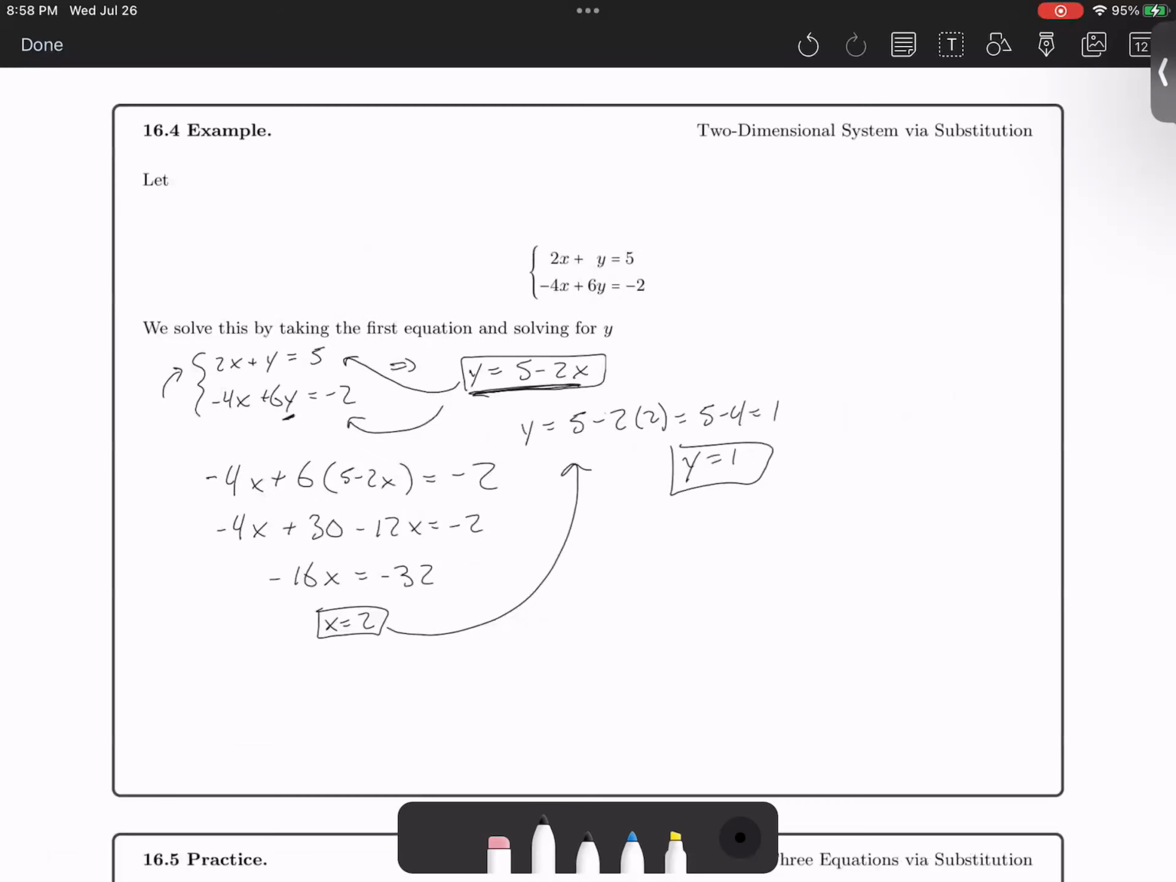So this two-dimensional system has a unique solution. The point that satisfies it is the x value of 2 and the y value of 1. In fact, if you were to graph both of these equations, these are both straight lines, then they would intersect at the common point 2, 1.